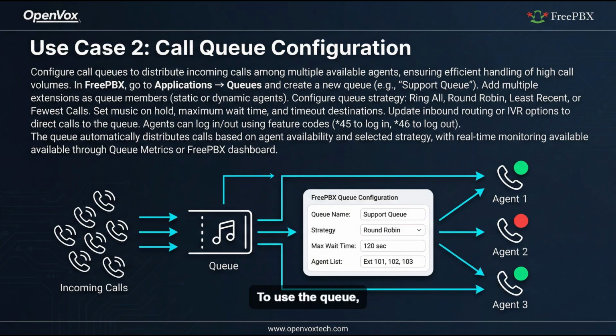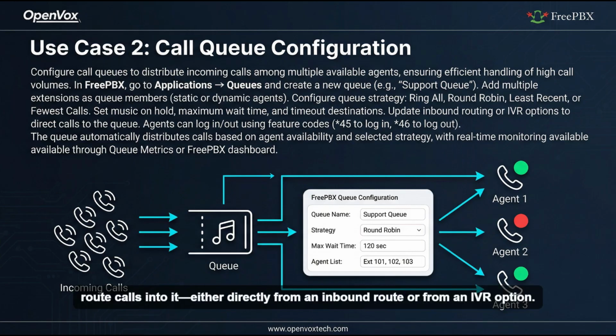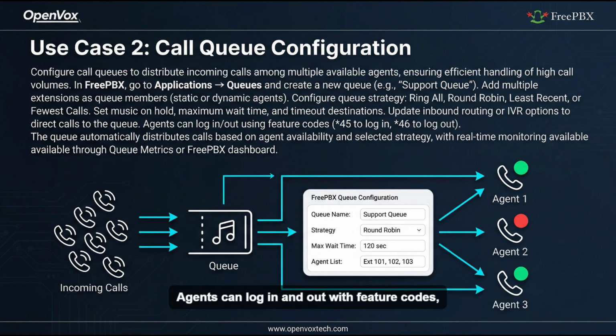To use the queue, route calls into it, either directly from an inbound route or from an IVR option. Agents can log in and out with feature codes, using 4 to log in and 46 to log out, so staffing can change without editing the queue members list.